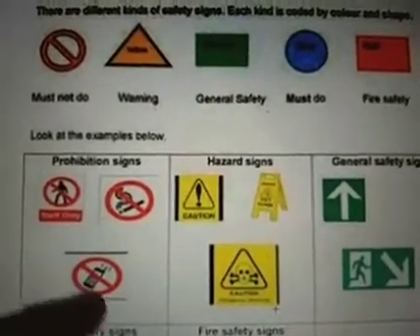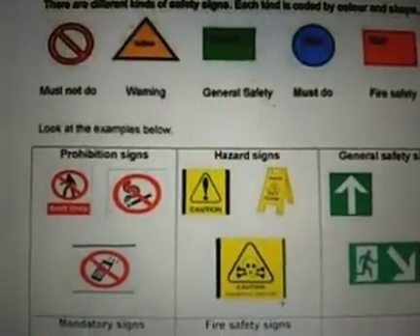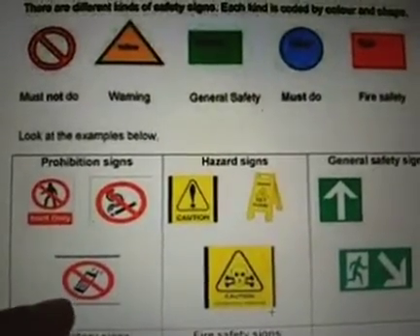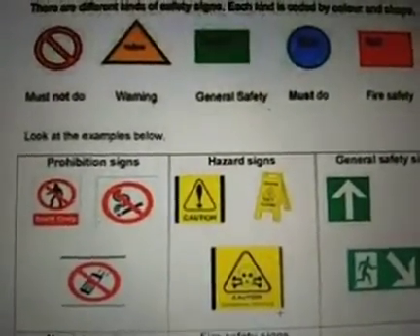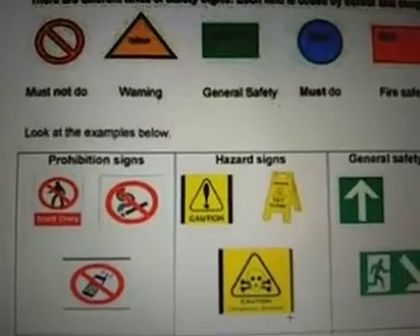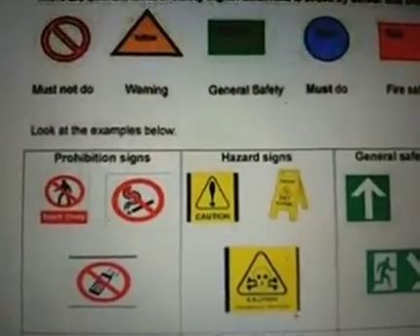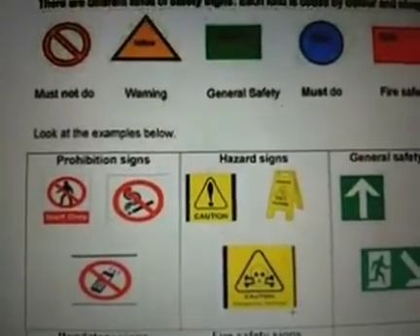Again, a red circle with a cross. That means, and what's the symbol inside? This is of a mobile phone. That means that in that area, mobile phones are not allowed. You must not be using a mobile phone.